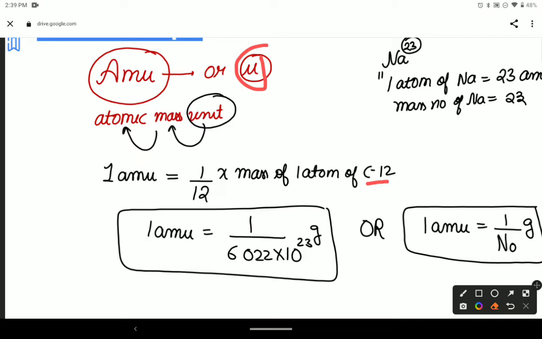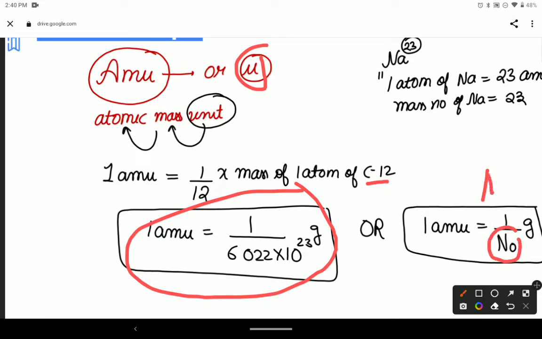Also, there is a relation between AMU and Avogadro number. This is a revision class, so we should not extend it too long. To finish it fast, see, 1 AMU is given as 1 by Avogadro number grams. Okay. 1 AMU is nothing but 1 by Avogadro number of grams. Avogadro number is represented as N naught or Na; it can be represented in any way.